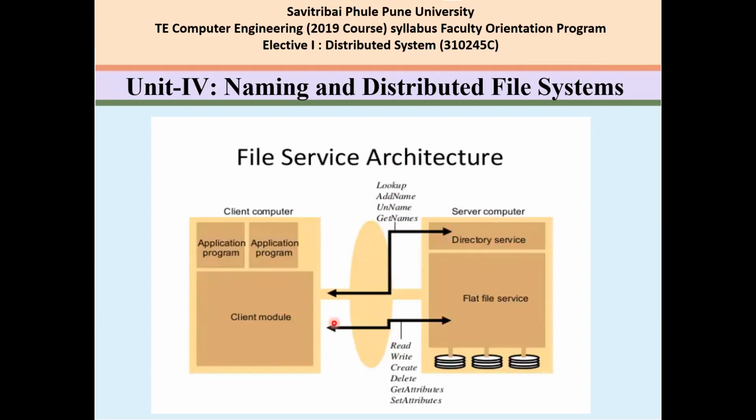But when we talk about the connection between the client module and the flat file service, the different operations written over here are read, write, create, delete, get attributes, and set attributes. Once again, these are all flat file service operations. These are not dealing with the directory, I must say, but with the specific file: reading a file, writing to the file, creating a file, deleting a file, getting the attributes of the file or setting the attributes of a file, right?